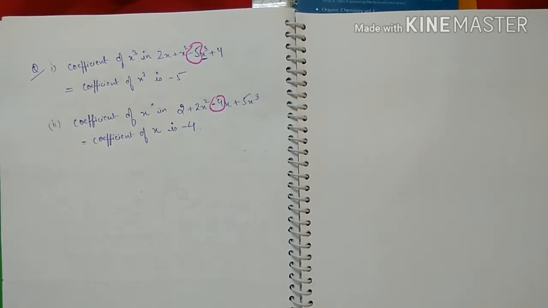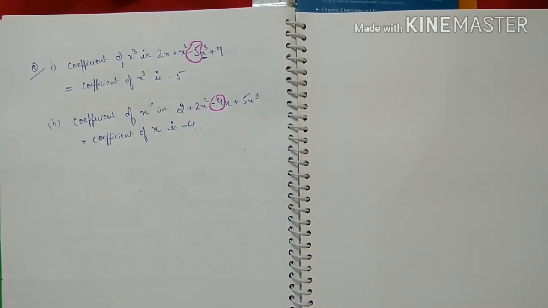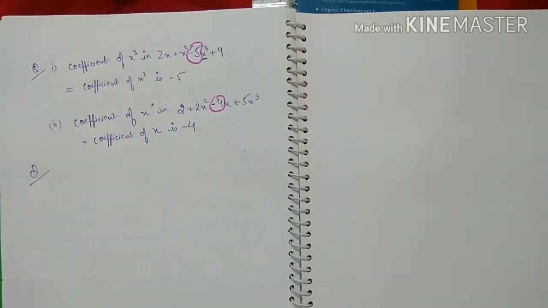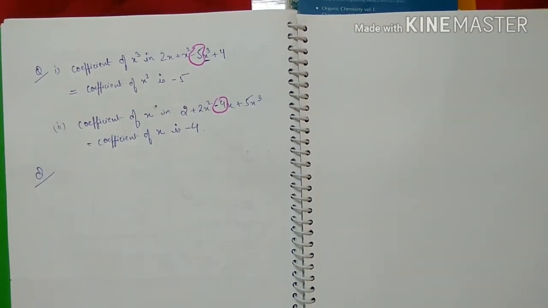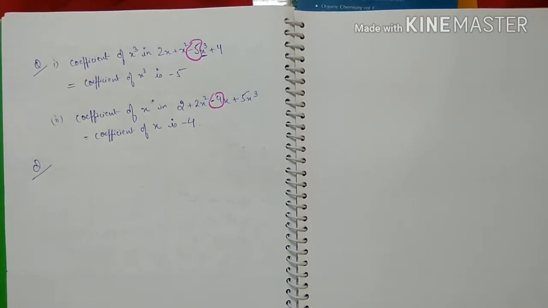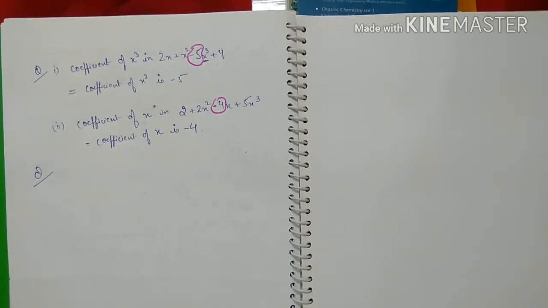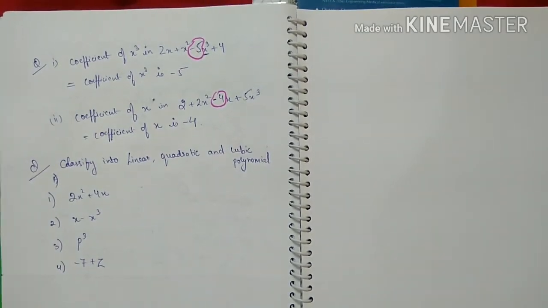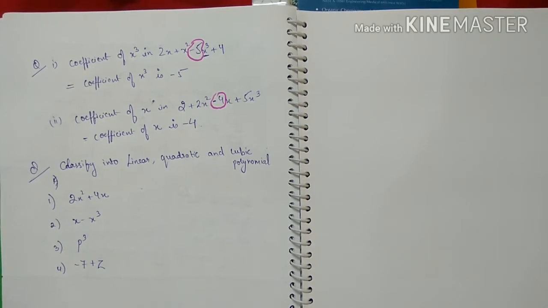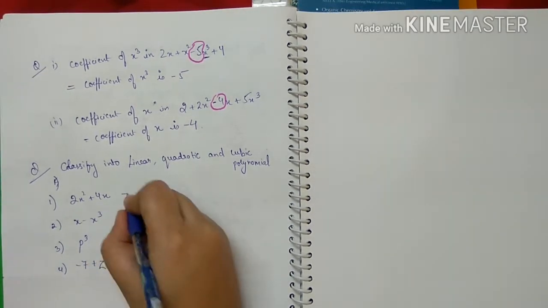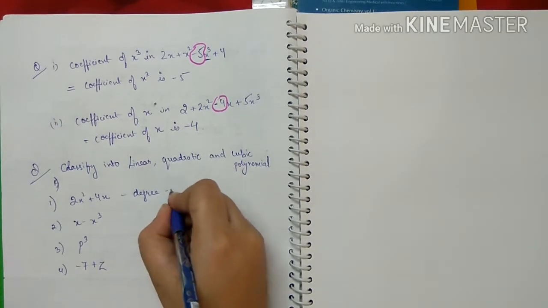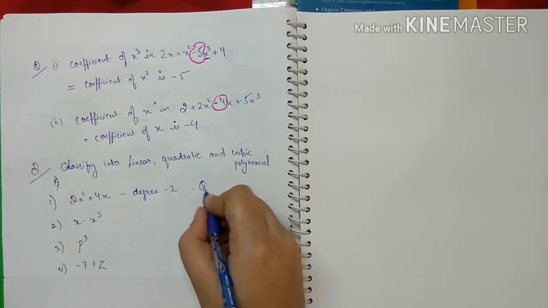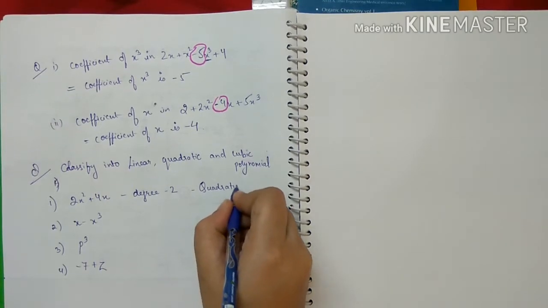Now there are examples which ask you to recognize a polynomial as linear, quadratic or cubic. So we will look at the next question, which asks whether it is a linear, cubic or quadratic polynomial, and for that we will check the degree of the polynomial. Here the question is asking us to classify into linear, quadratic and cubic polynomials. For the first example, we can see the degree of the polynomial is 2. So this is a quadratic polynomial.